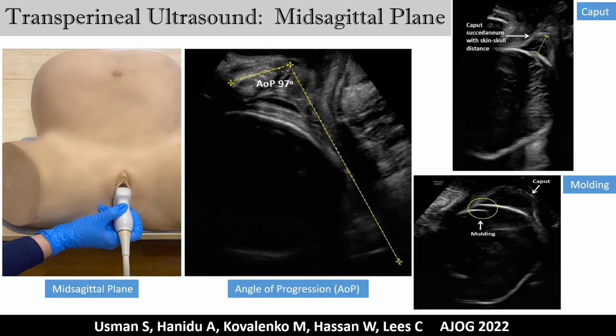On transperineal ultrasound in midsagittal plane, several parameters can be measured, such as angle of progression, which is the angle between the long axis of the pubic bone and a line from the lowest edge of the pubis drawn tangential to the deepest bony part of the fetal skull. Caput succedaneum, which is the soft swelling of the subcutaneous tissue, can be felt as a swelling against the fetal skull, and molding is an overlap of the skull bones, as shown in the ultrasound images.